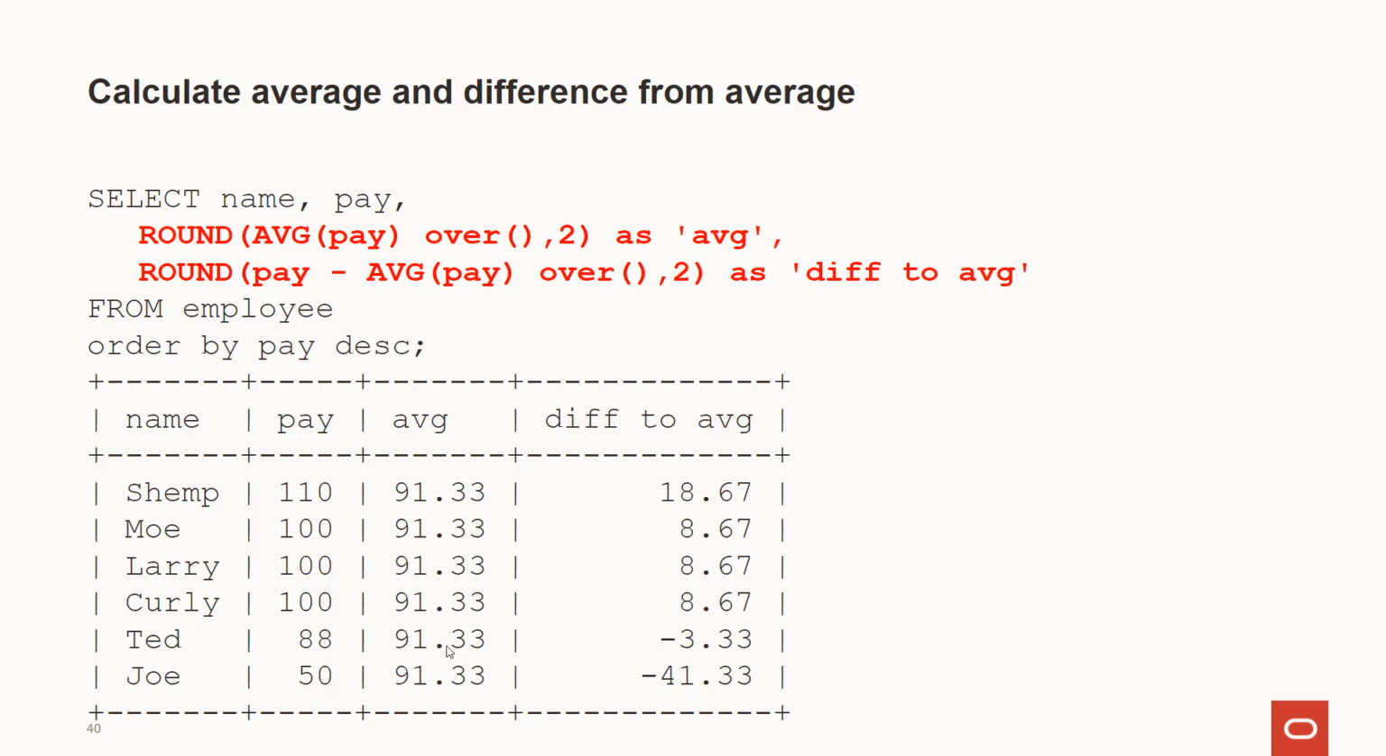91.33. Now, Mo, Larry, and Curly being paid 100, they're each 8.67 units above that. Ted at 88 is 3.33 under the average, and poor old Joe is 41 under the average.